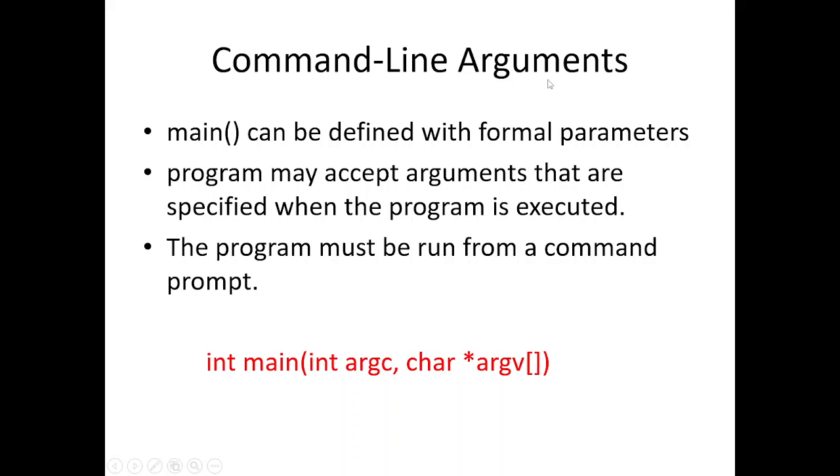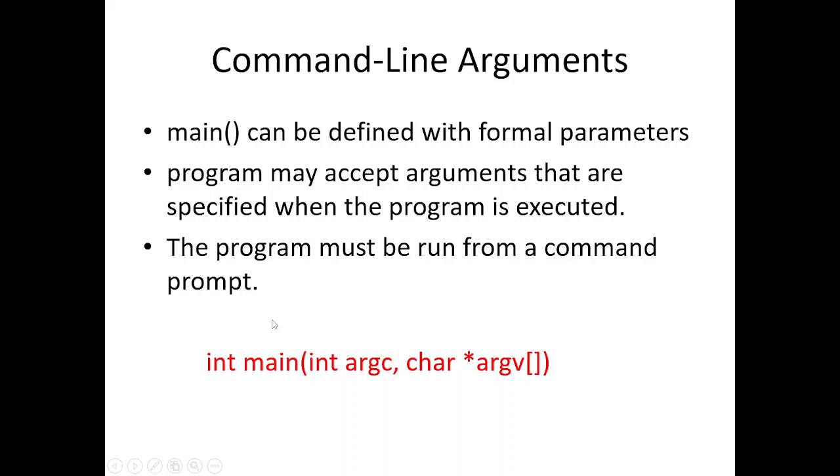So far in C we have used our main function without arguments, but in C, main can be defined with formal parameters also. A program may accept arguments that are specified when the program is executed. So when we execute the program, that is in run mode, it will accept the arguments and process them. The program must be run from the command prompt.